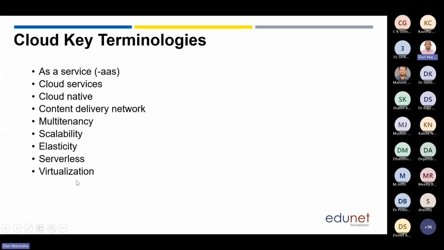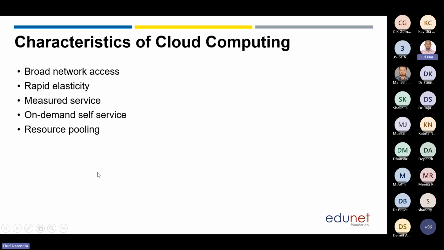So virtualization, as we have already seen, is the technology using which large physical infrastructure is divided into small chunks, and each chunk will be given access to the clients. And these are some of the characteristics of cloud computing. The first one is broad network access.